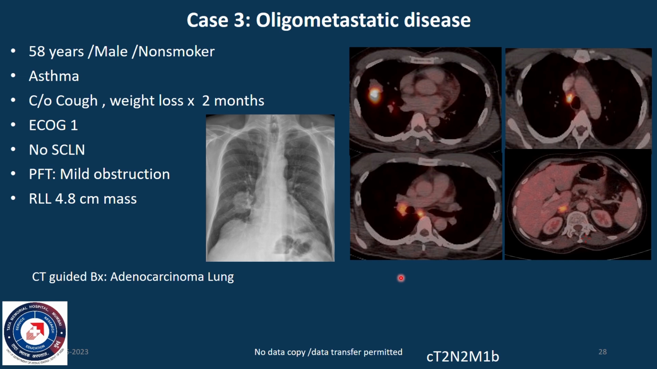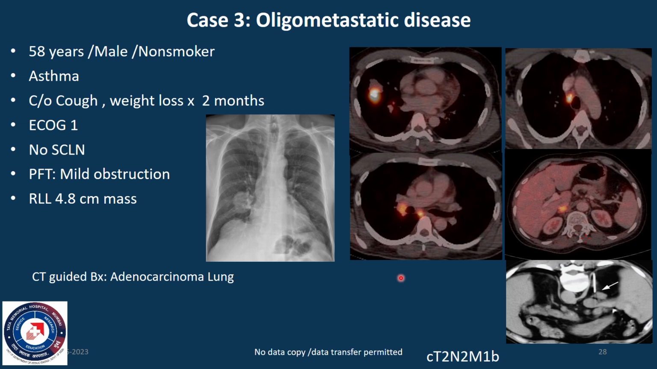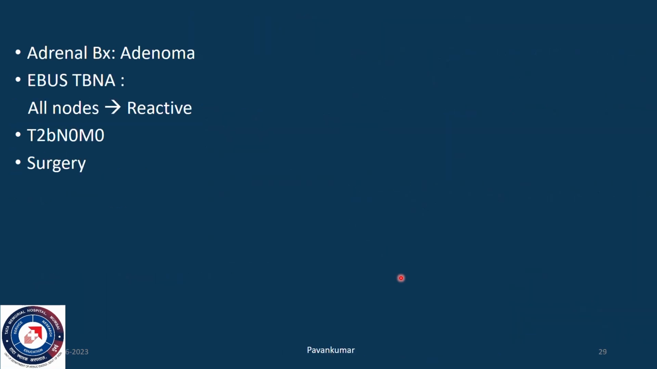So even if it is metastatic disease, adrenal lesions or any lesion which is possible to be targeted with a definitive therapy should be biopsied. And what turns out, the adrenal turns out to be adenoma, not adenocarcinoma. And when this patient was subjected to EBUS, all nodes came negative. So it was thought to be an M1B disease, where there is metastasis outside. But this patient turns out to be stage 1 or stage 2 disease. And this patient was subjected to surgery.